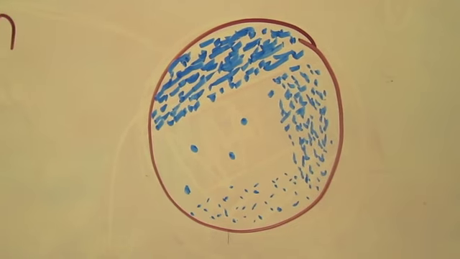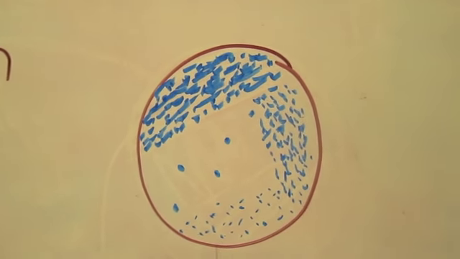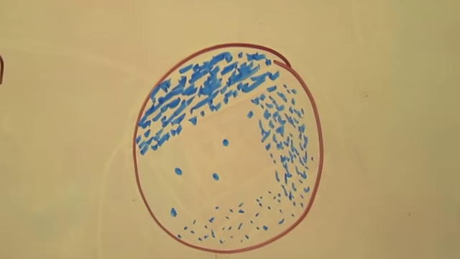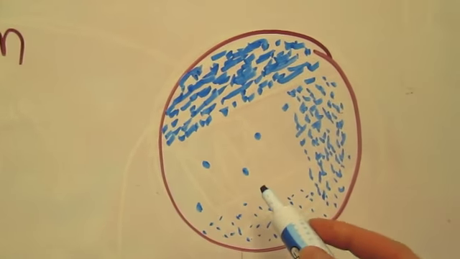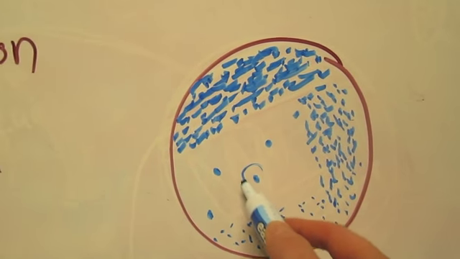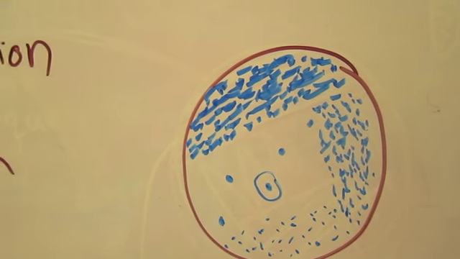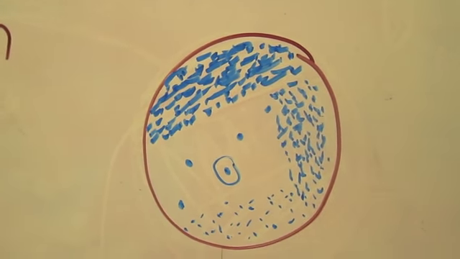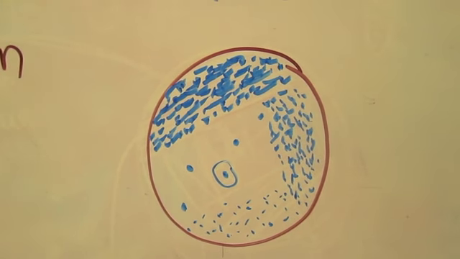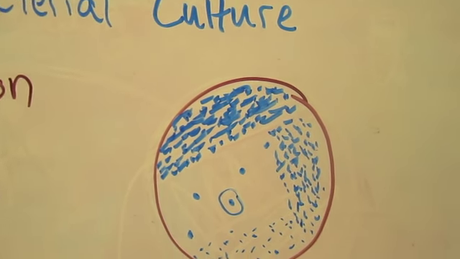But this is how you find the isolated colonies, and from there you would take samples from these colonies and put it on a plate and view it under the microscope to identify which microbe is growing best on this plate.